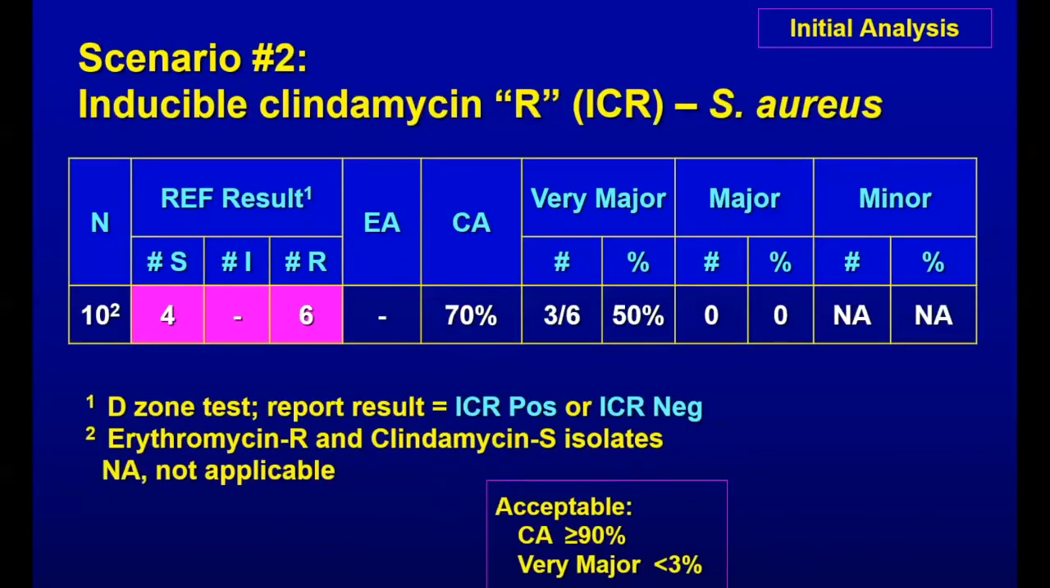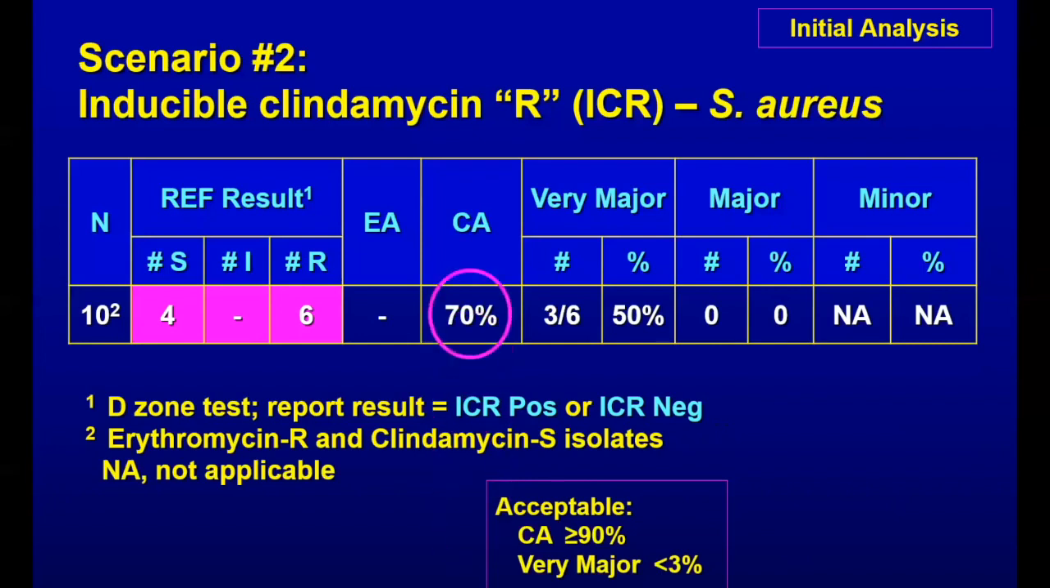Okay, so let's look at another scenario, and this is for the test for inducible clindamycin resistance. This test is on many of the AST system panels. We know this test is essential for those isolates that have the erythro-resistant, clindamycin-susceptible phenotype, because on these isolates we could not report clindamycin susceptible without looking at the test for inducible clindamycin resistance. Among the Staph aureus tested, there were 10 of these that had that phenotype. 4 were susceptible by the ICR test, and 6 were resistant.